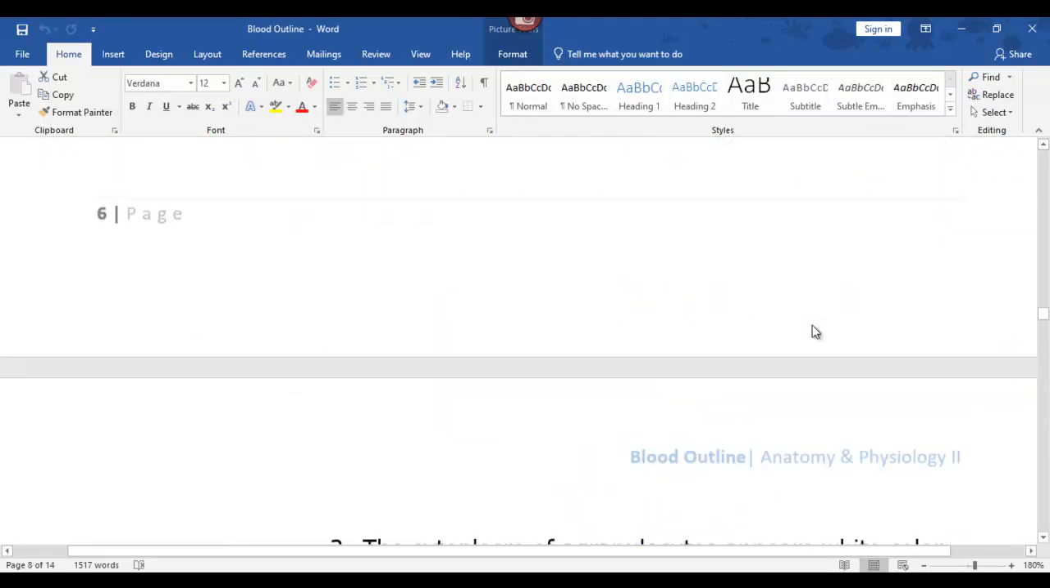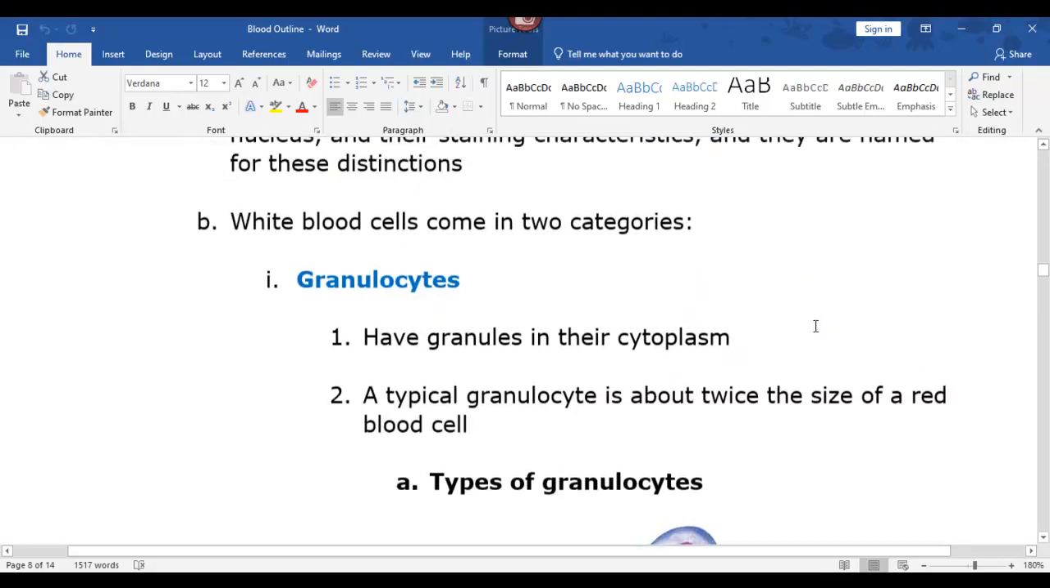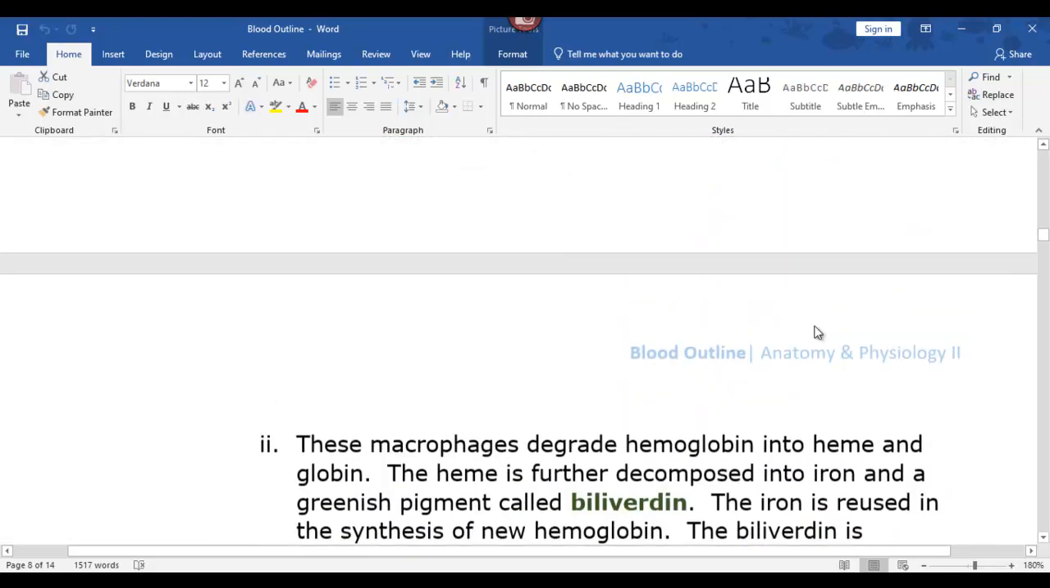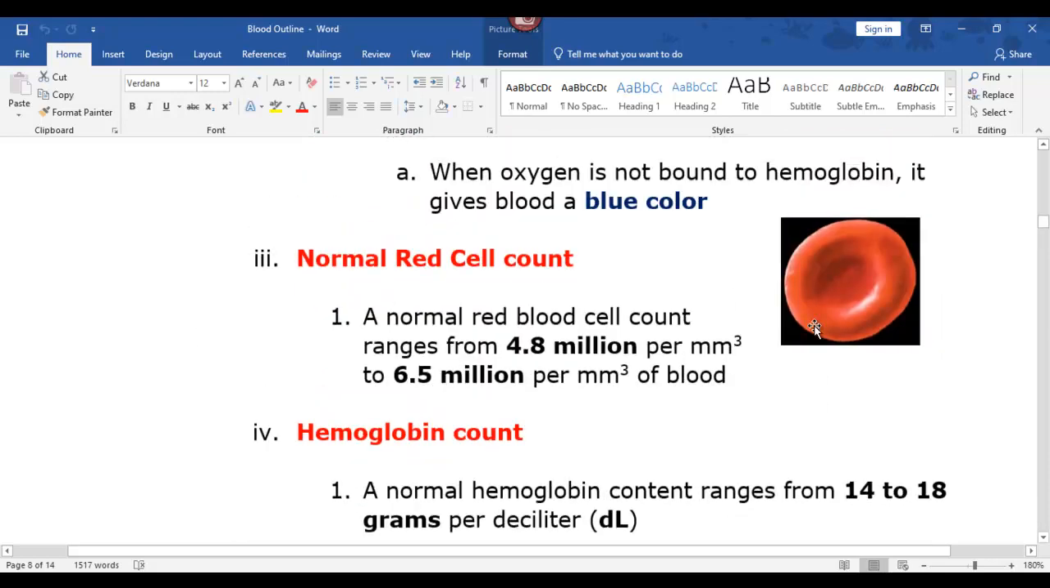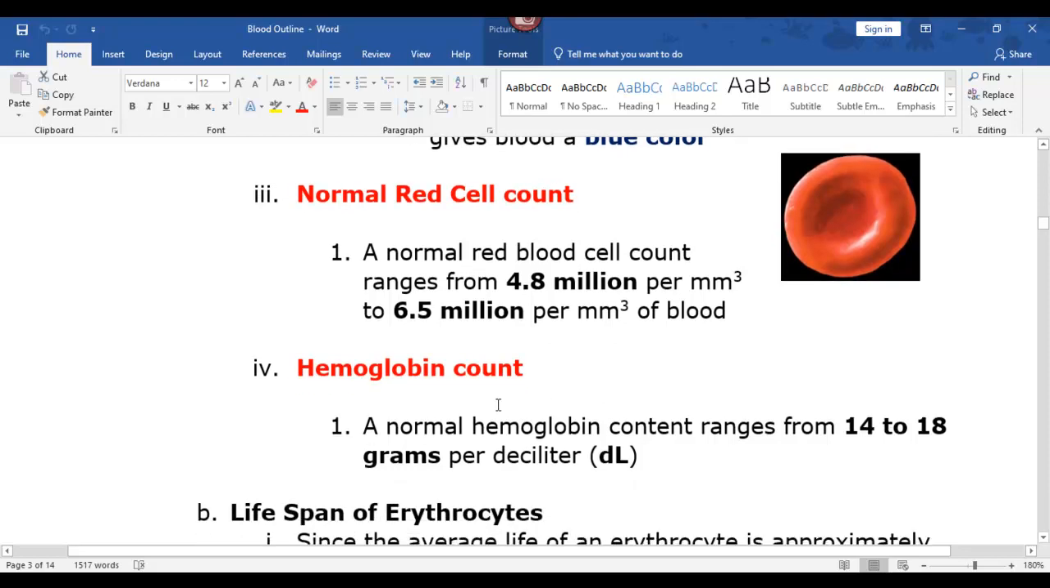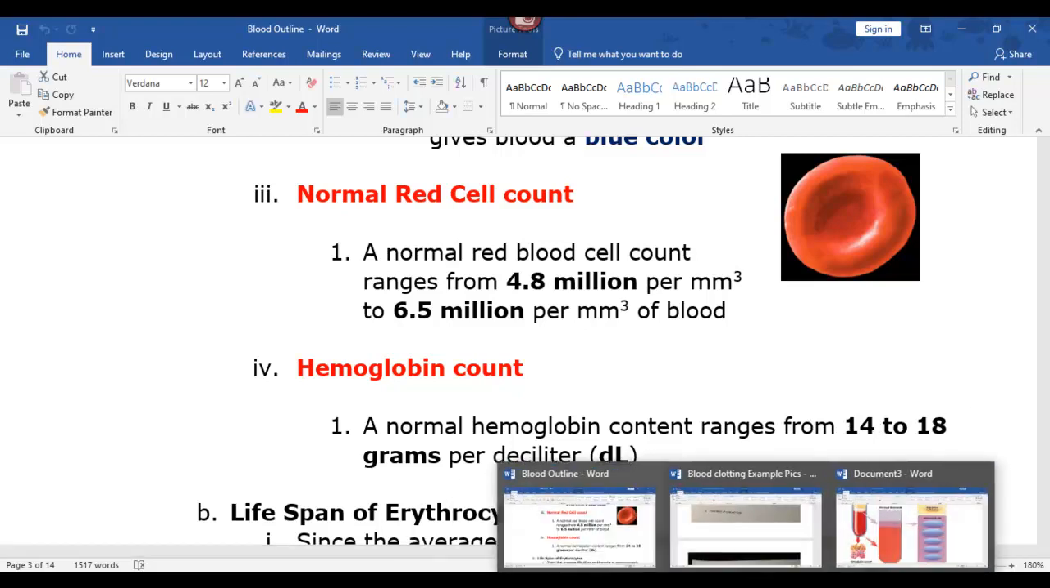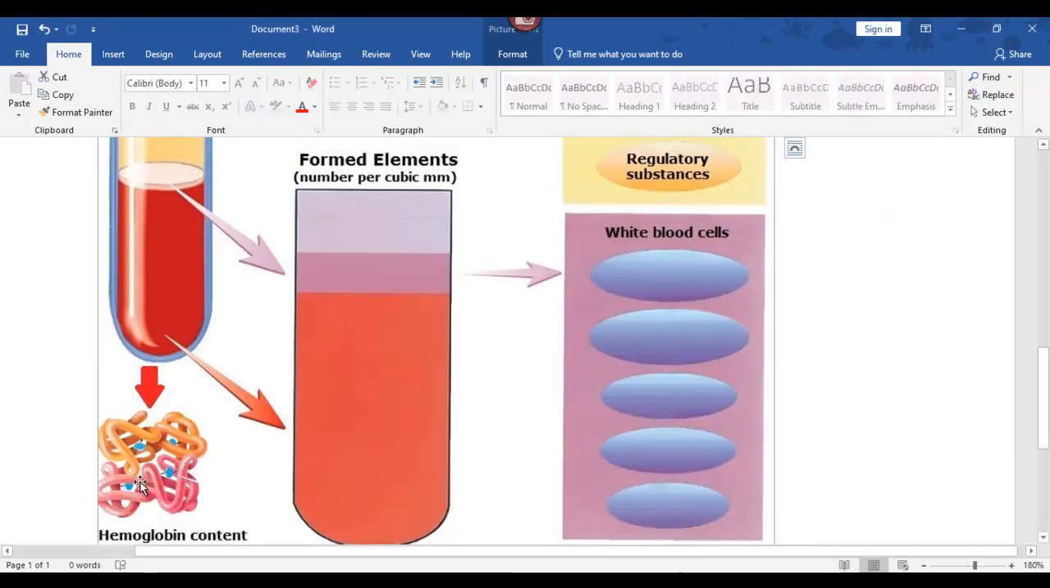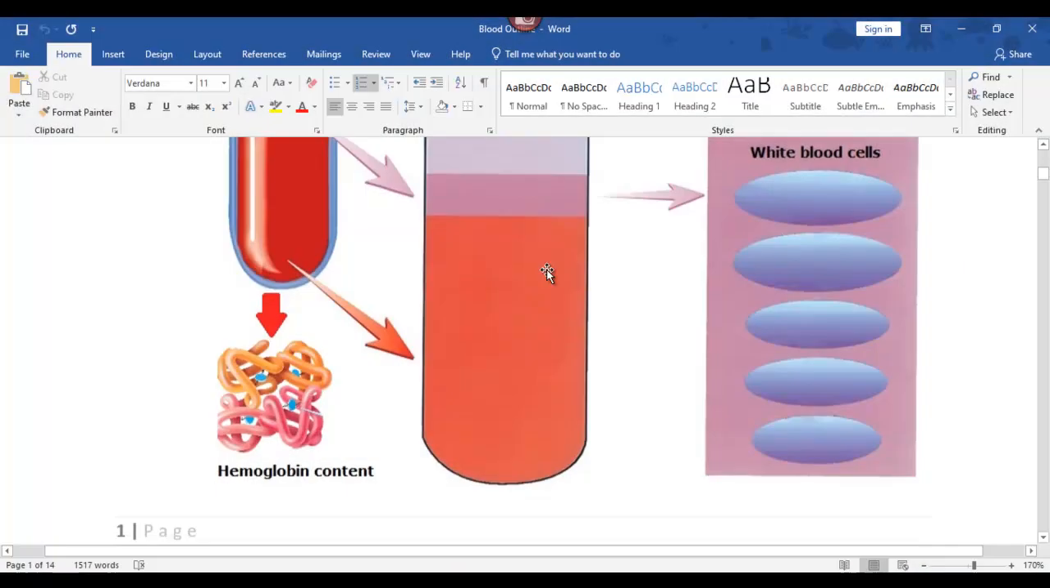And I'm trying not to bounce back and forth too much. But if you go up here into your outline in this area, 4.8 million to 6.5 million per cubic millimeter. That's going to vary, depending on how big you are. And then a hemoglobin count is 14 to 18 grams per deciliter. So this little area here, that's a normal amount of hemoglobin within a given amount of blood. Okay? We will continue on next.